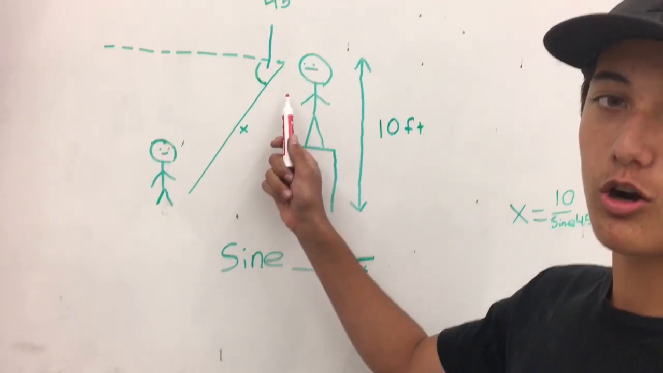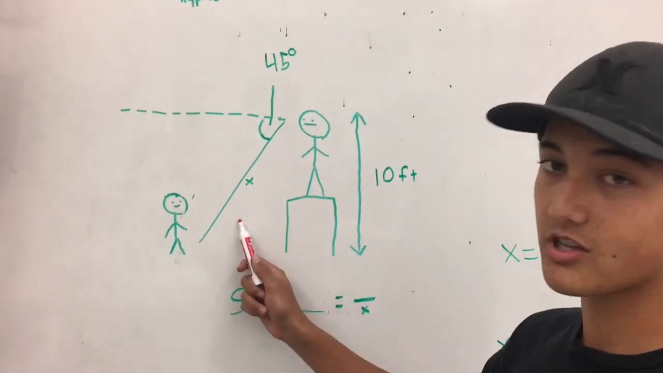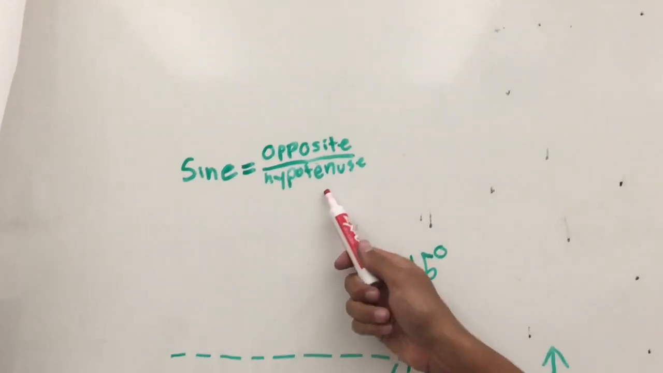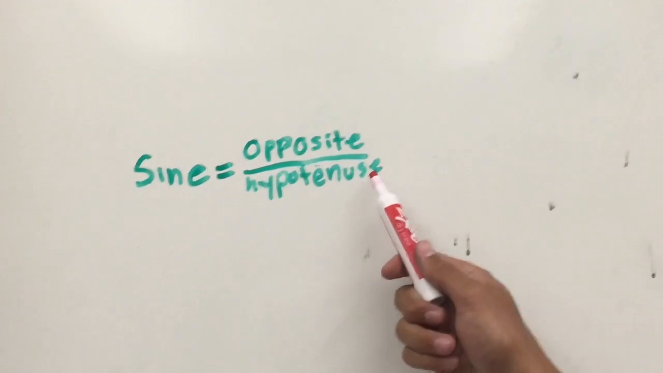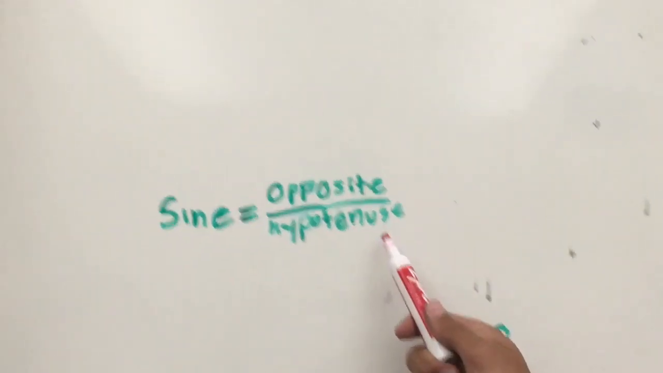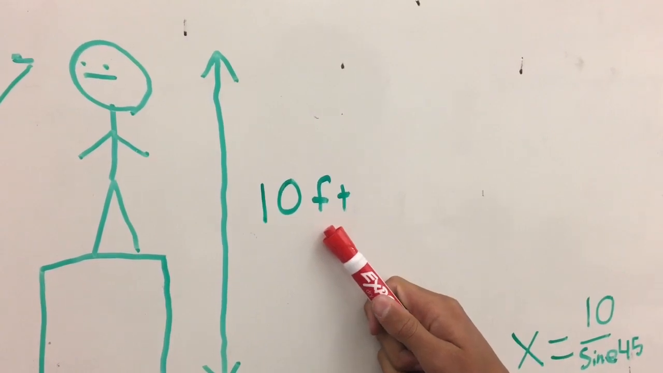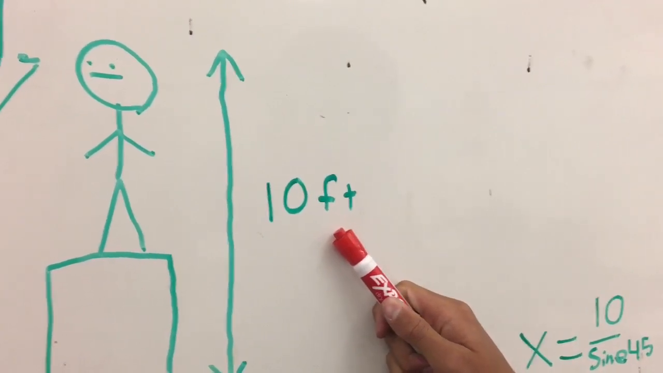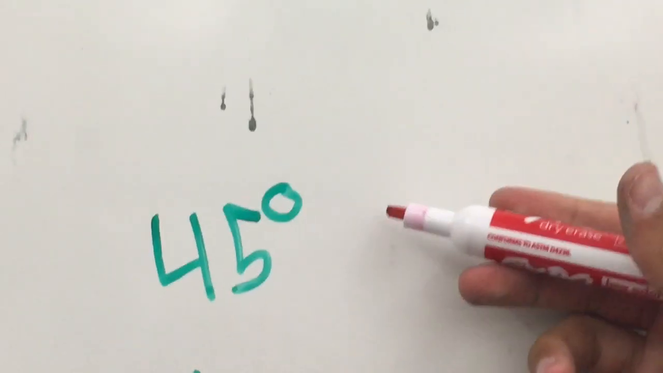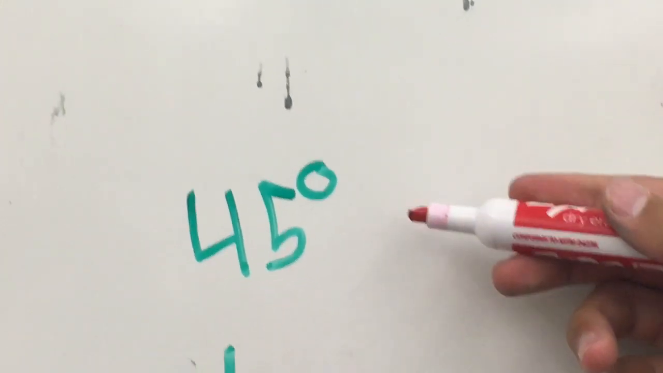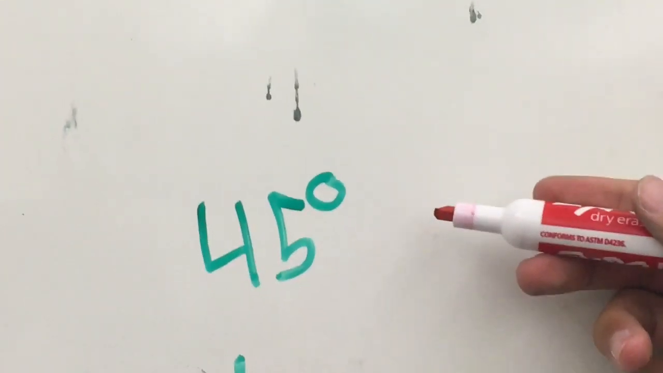To find how far away you are from someone, first you need to know all about sine, and you need to know how high up you are, and you need to know the angle of depression.